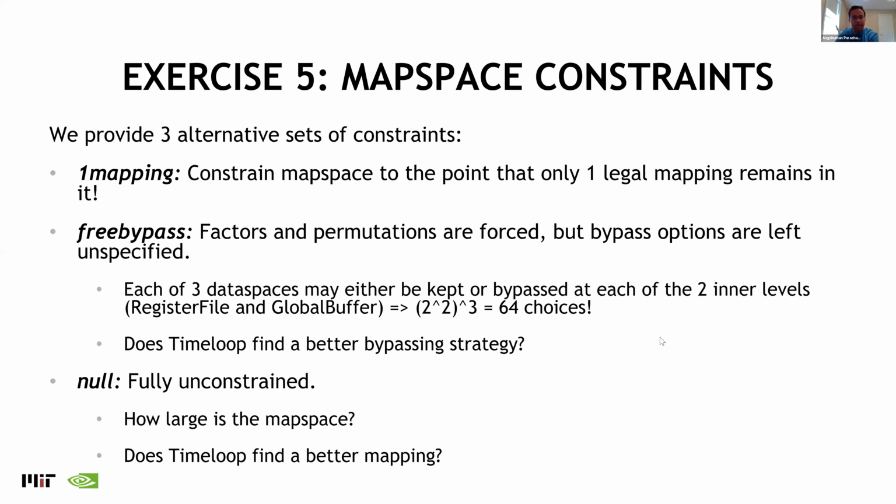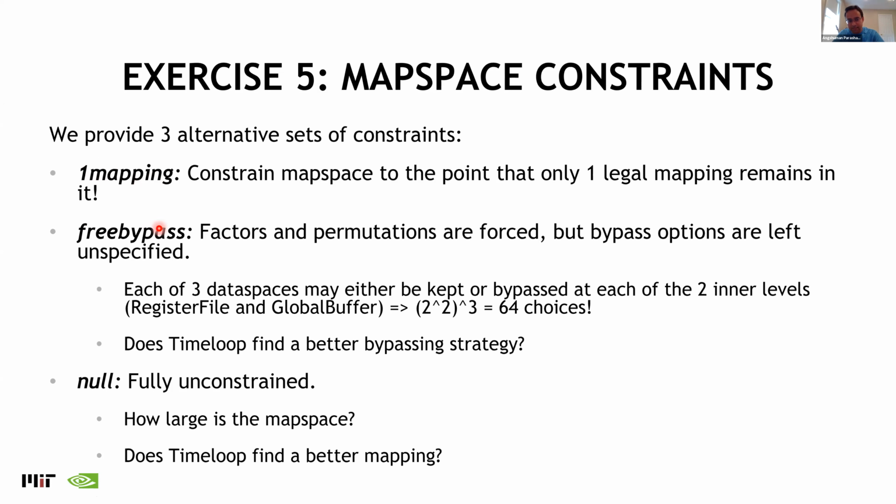So in this exercise, what we provided is 3 sets of constraints. One constraint is so over-constrained that it effectively reduces to exactly 1 mapping, right? So the map space is sized 1. And so you'll see when you run the mapper that it terminates instantly. And in fact, this single mapping is exactly identical to the mapping that we used in exercise 3.